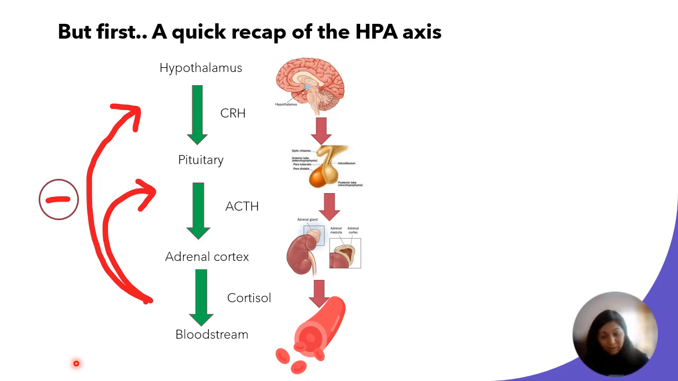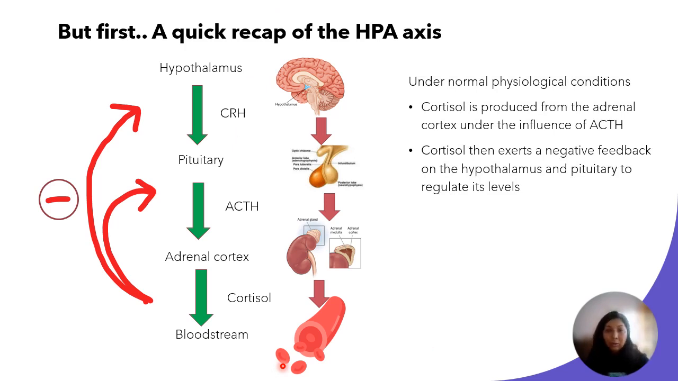So you want to use the amount of cortisol in your body as feedback to the hypothalamus and pituitary. So when there is cortisol in the bloodstream, it exerts a negative feedback effect on the hypothalamus and the pituitary. So when you have a lot of cortisol, you would expect that you would have suppression of CRH and ACTH.